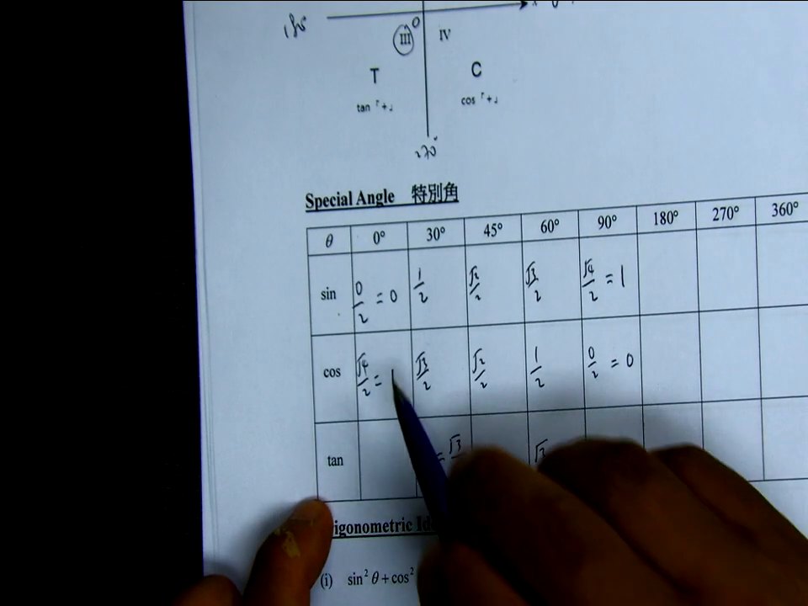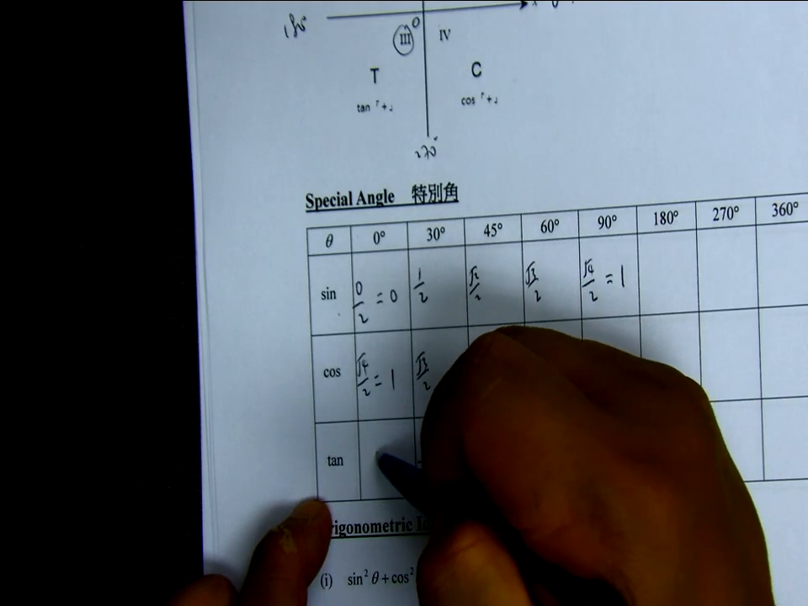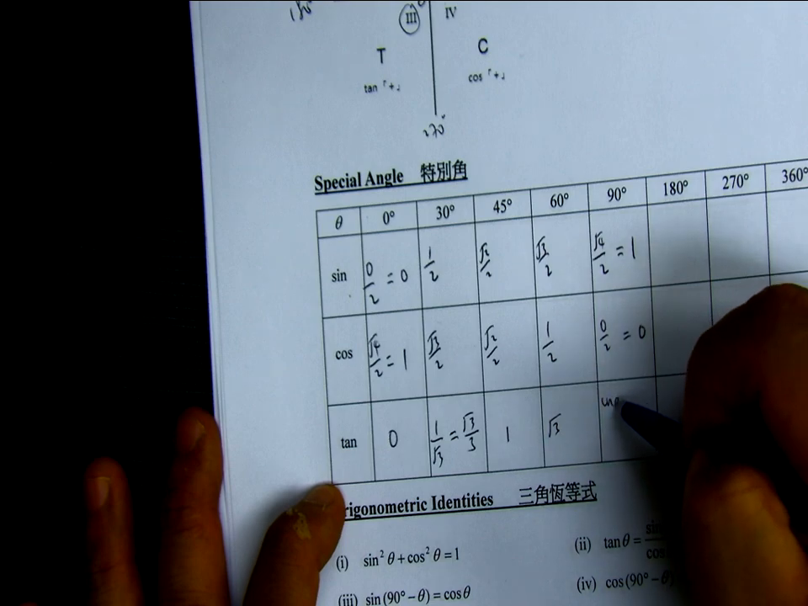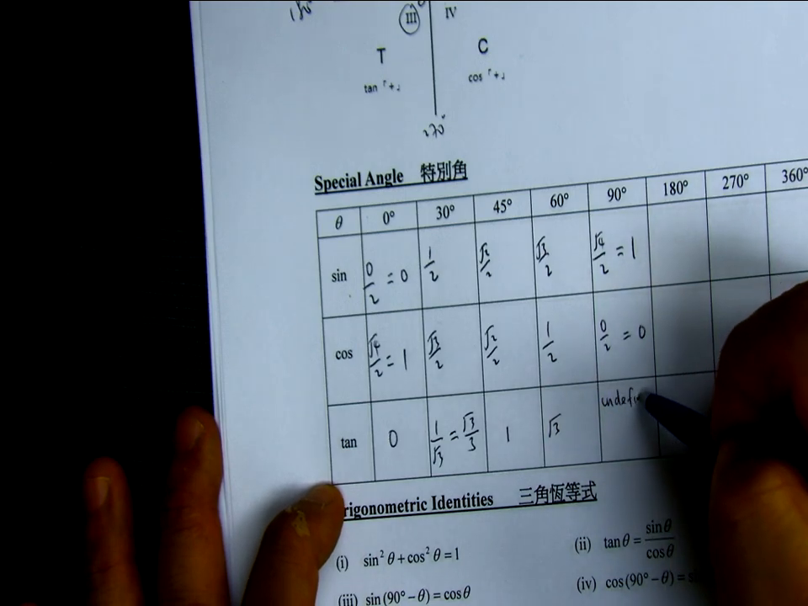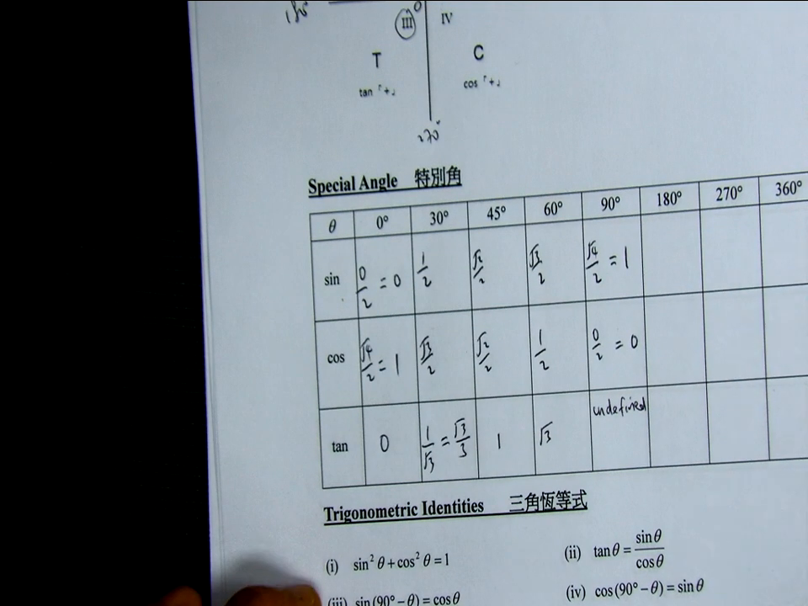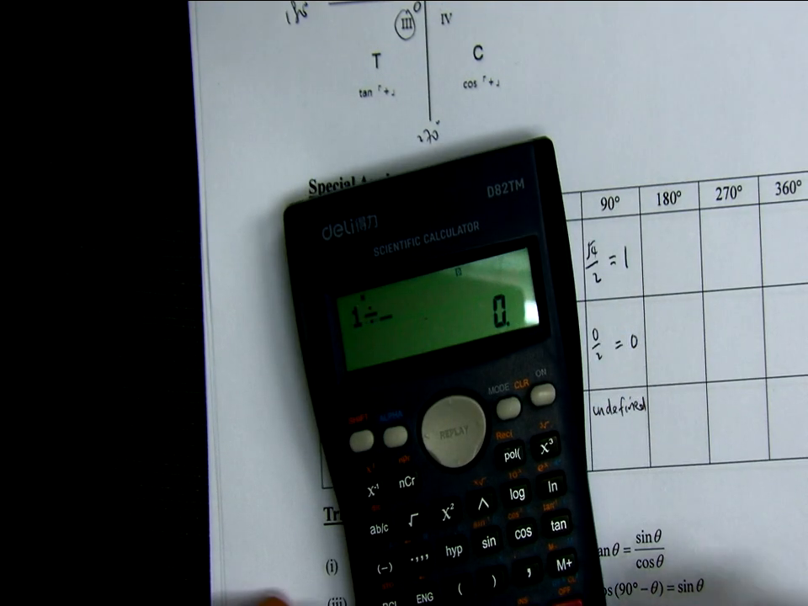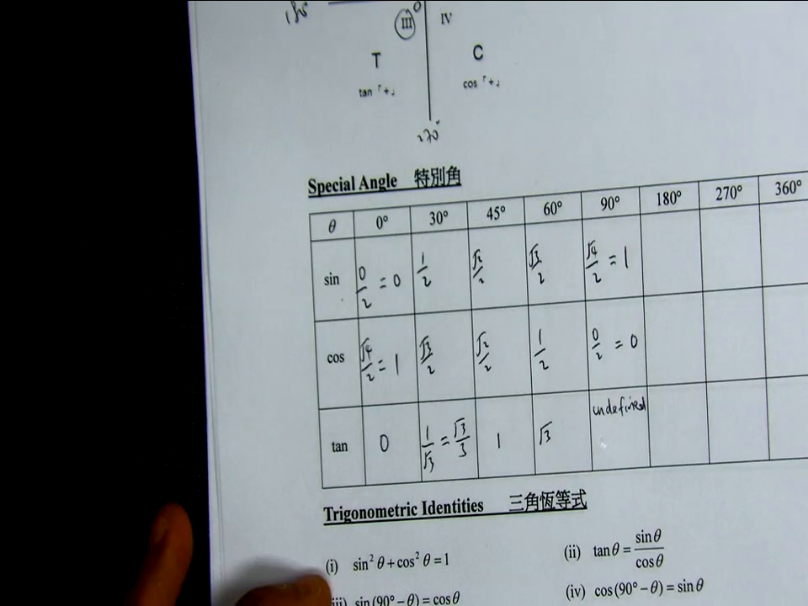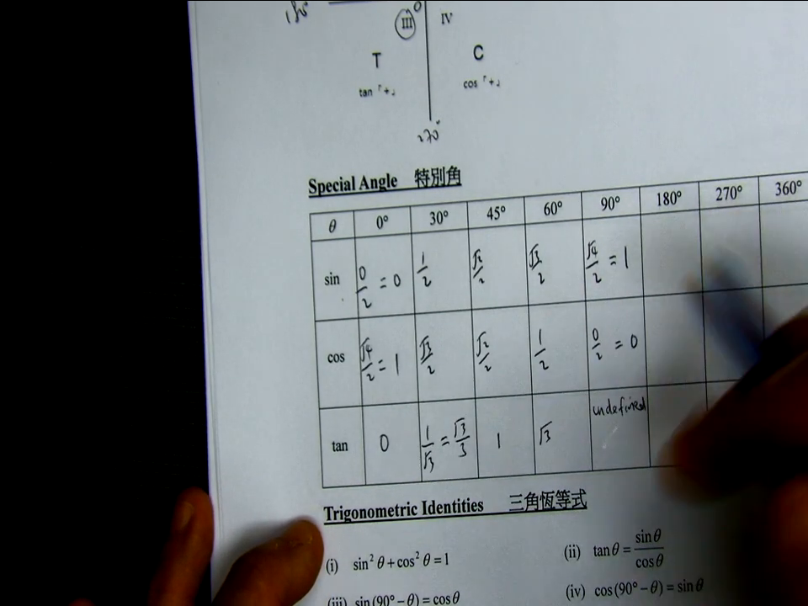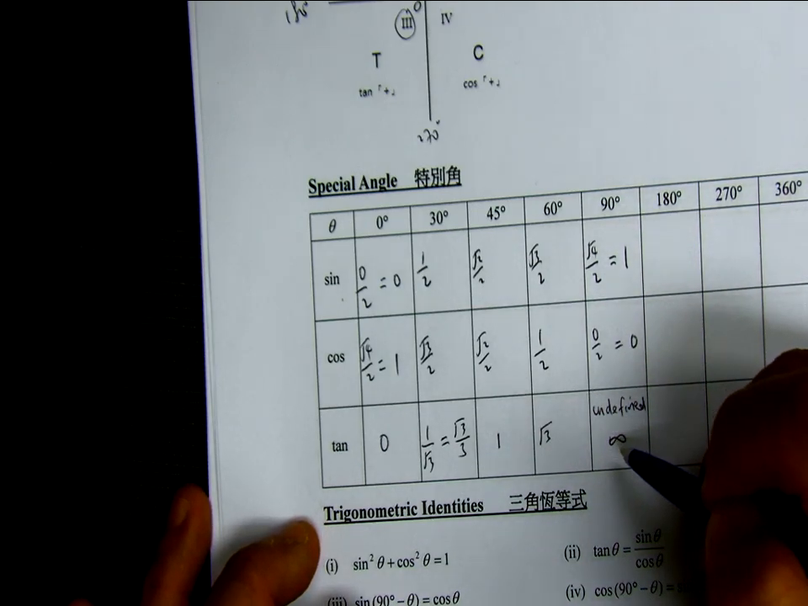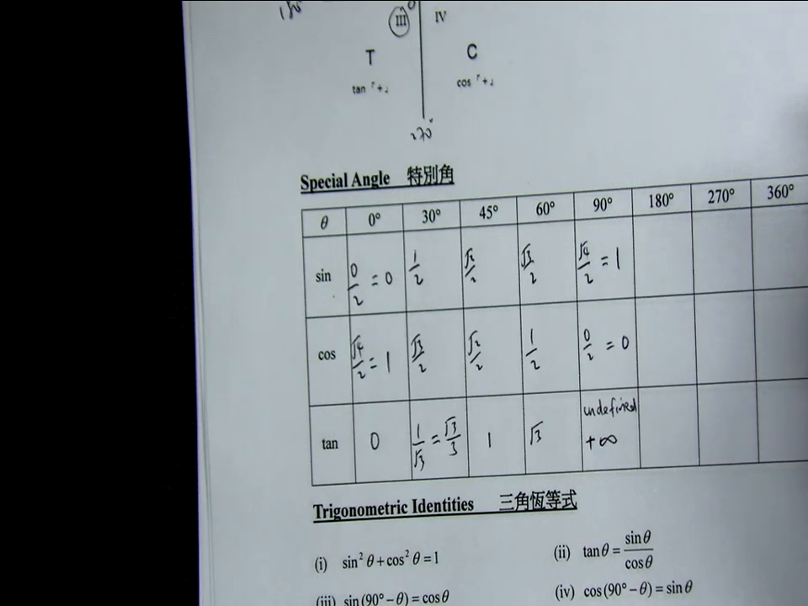For tangent, 0 over 1 is 0. 1 over 0 in mathematics is undefined. You can put it in the calculator and you will get a math error. You cannot calculate this. There is no mathematical meaning of 1 over 0. But we have a symbol for this, which is infinity, or positive infinity.